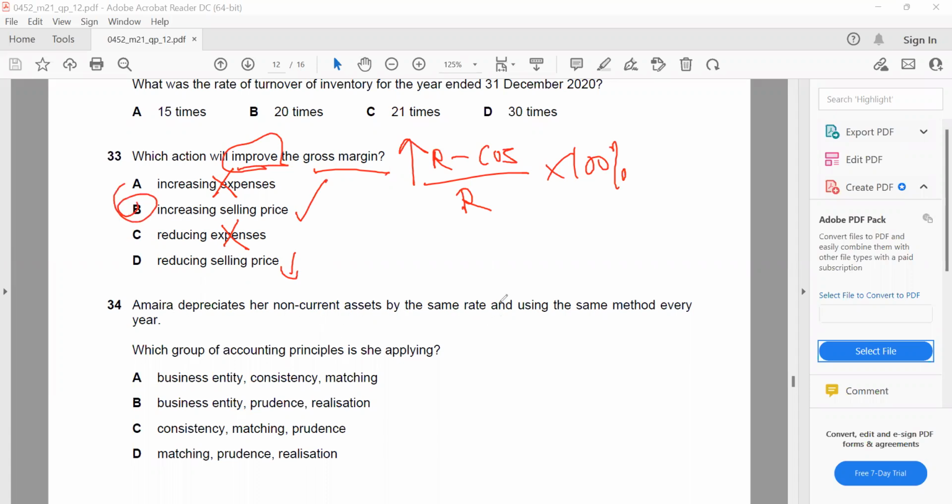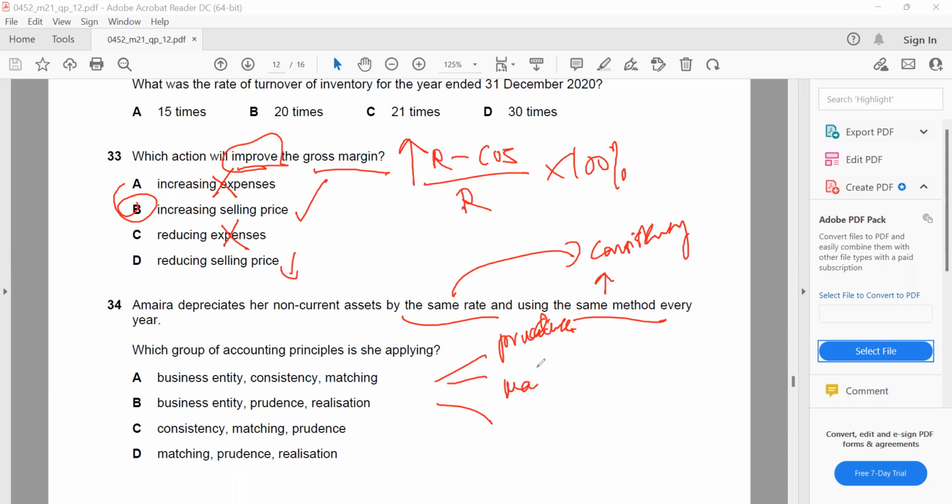Amara depreciates her non-current asset by the same rate using the same method every year. Same method means consistency. Same method, same rate, consistency. Which group of accounting principles has she applied? In the depreciation topic, there are 3 concepts that we always use: prudence, matching, and consistency. Prudence is about not overstating the profit and the asset. Matching concept, match the expenses incurred to the revenue earned. So the depreciation charge will match the asset used for the same period. Prudence is when we charge depreciation, asset will be reduced, profit will not be overstated. Consistency is about the same method. So the answer is C.